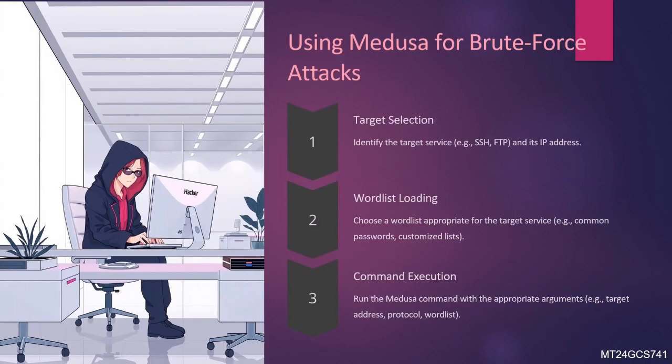Using Medusa for brute force attacks, let's break down the process into three steps. First, target selection. Second, wordlist loading. Third, command execution. Target selection is identifying the target service, like SSH or FTP. The next one is wordlist loading. Choose a word list containing common passwords and customize entries to the specific target. Command execution: run the Medusa attack with the protocol, target, username, and word list to begin the attack.